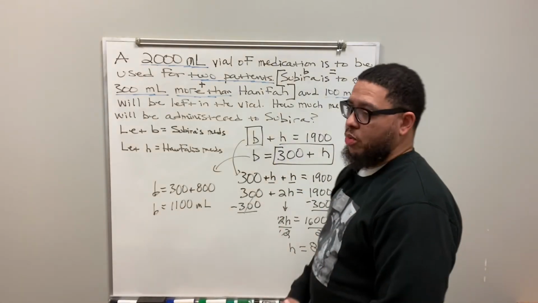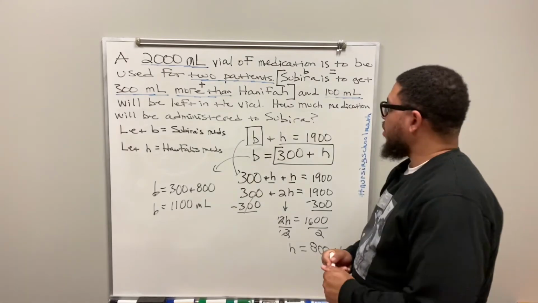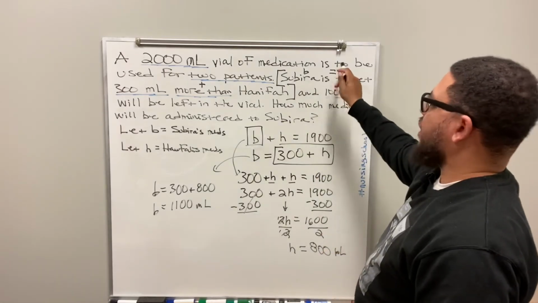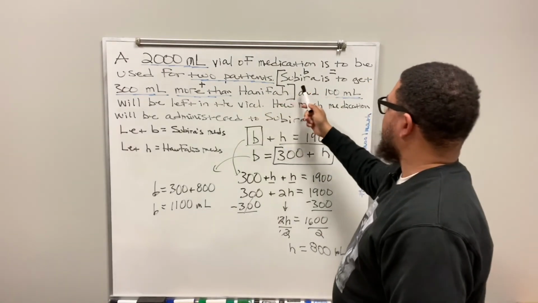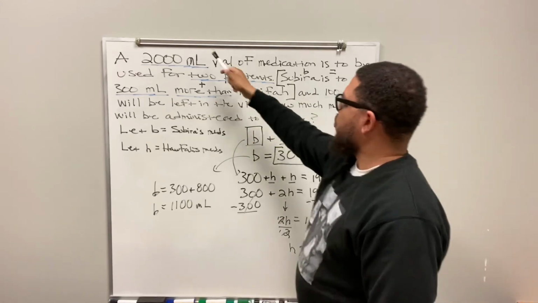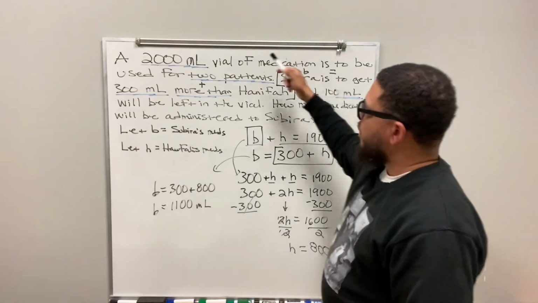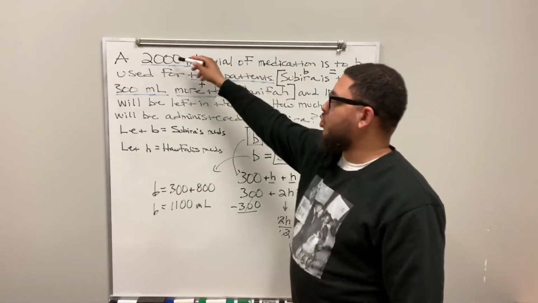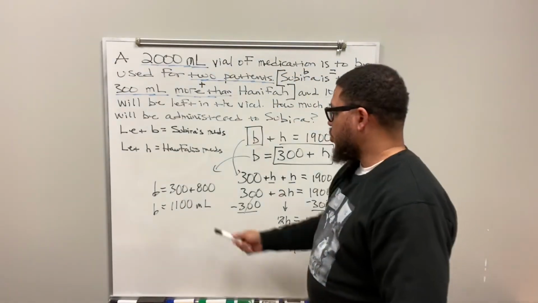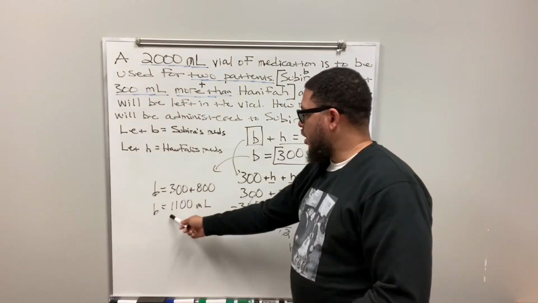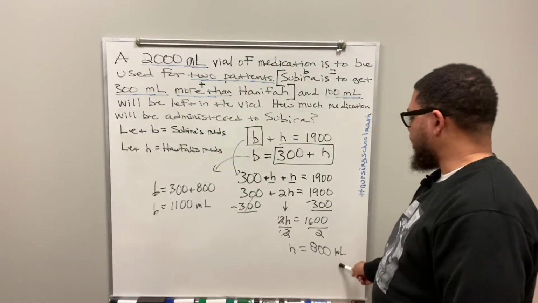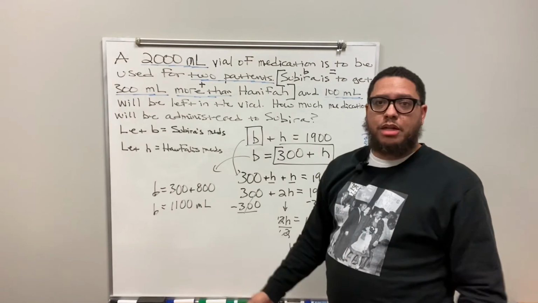Now, because I know how much Sabira is being administered, and I know how much Hanifa is being administered, I can go back and check my work and make sure that it's correct, right? If we go back to the original problem, it says 2 patients, 2,000 milliliter vial, 100 milliliters will be left in the vial. So you immediately subtract the 100 from the 2,000, you get 1,900. So these 2 amounts should add up to 1,900. 1,100 milliliters plus 800 milliliters. They, in fact, do add up to 1,900.